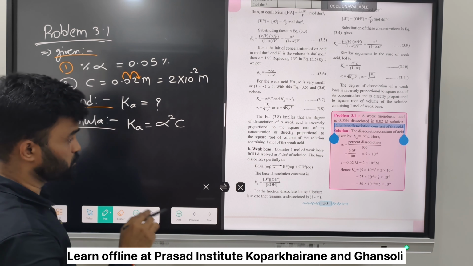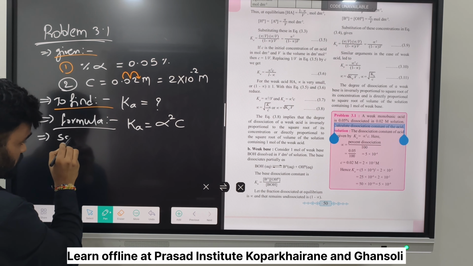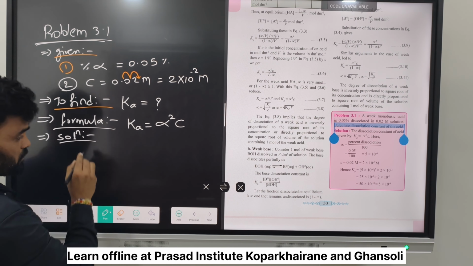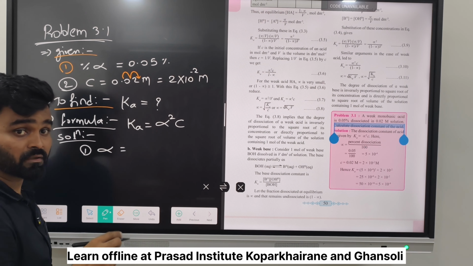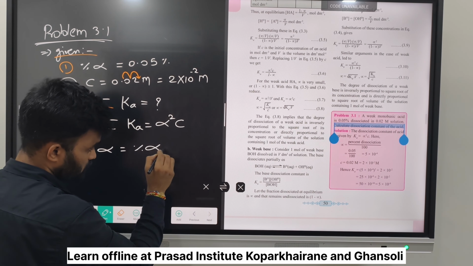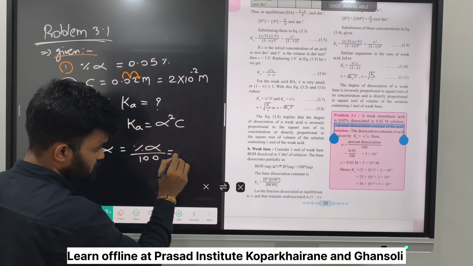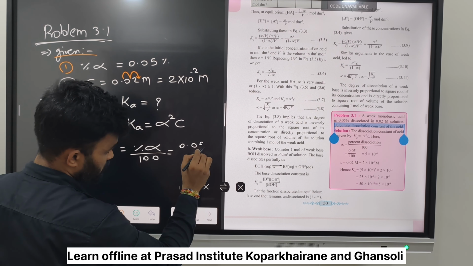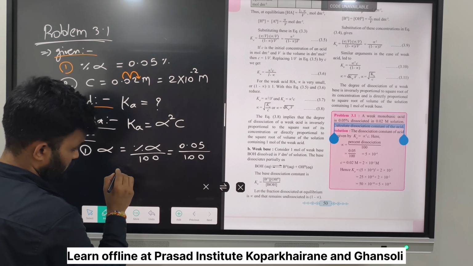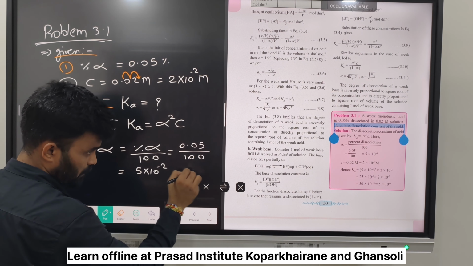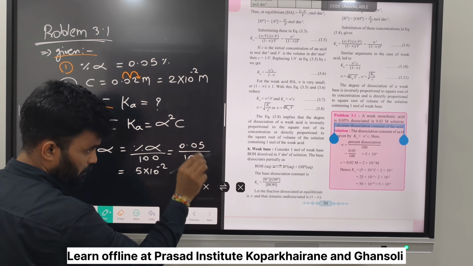Alpha percentage comes in. In the solution, the very first point will be finding out alpha. Remember, if we divide the percent by 100, we get the alpha value. So here, percent alpha divided by 100, that is 0.05 upon 100. We can write this as 5 into 10 to the power minus 2, and the 100 goes up as 10 to the power minus 2.